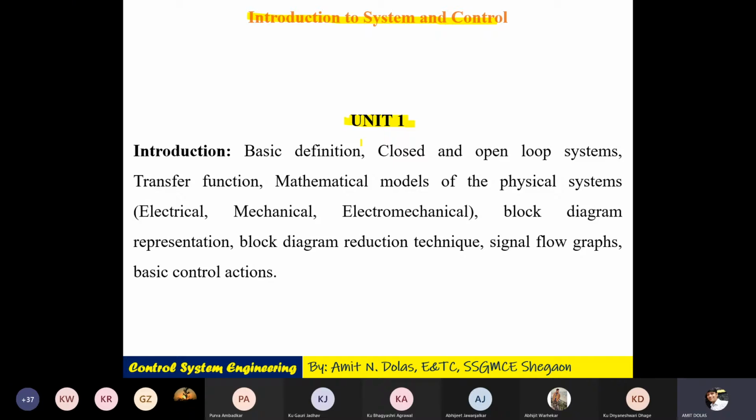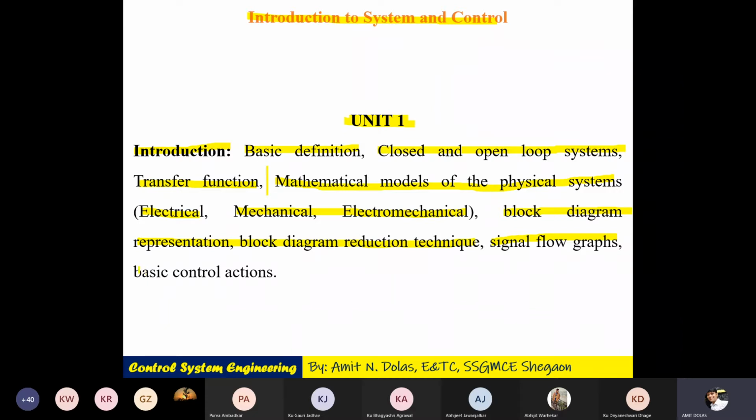So till the time we have covered introduction to the basic definition of control system, closed loop and open loop system, transfer function, several numericals on transfer function. So यहाँ तक हमने portion cover किया है. Today we'll see mathematical models of physical system. In that electrical, mechanical and electromechanical system comes. And later on there will be one point in another lecture, of course, block diagram representation and reduction. And at the last there will be signal flow graph.